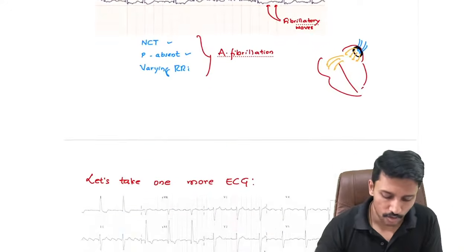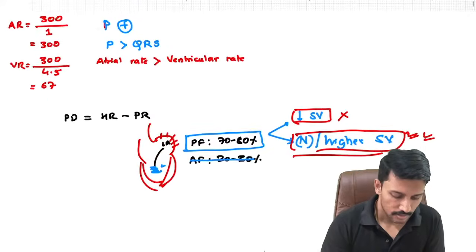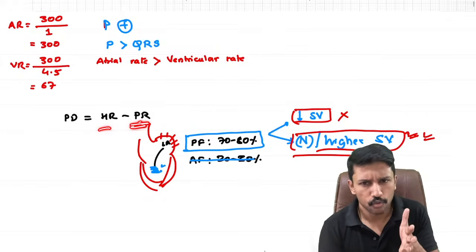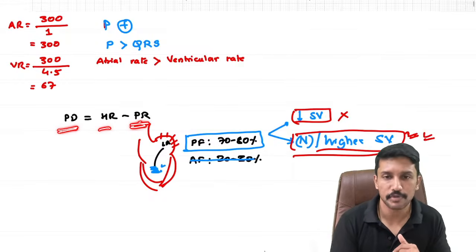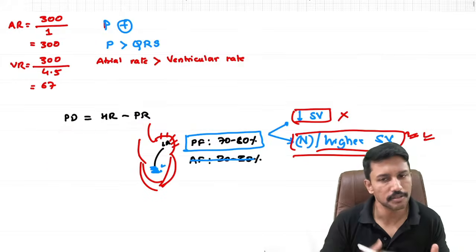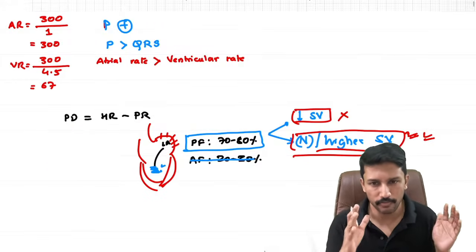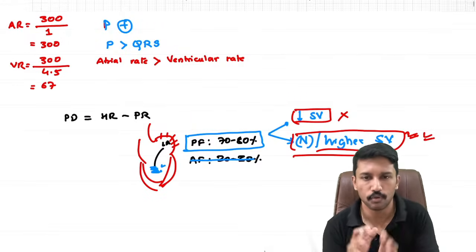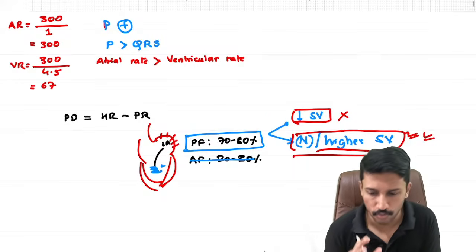In a perfectly normal individual, my heart rate and pulse rate should be almost equal. So I should not have a great difference between them, right? It should be less than 10. But in atrial fibrillation, it will be more than 10 because many of the ventricular ejections were of low stroke volume, which we cannot feel as the pulse. I hope you got the answer.